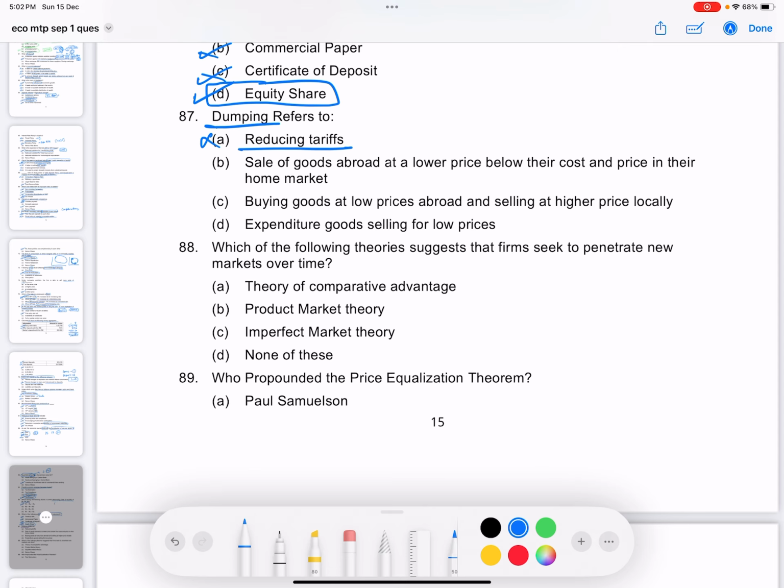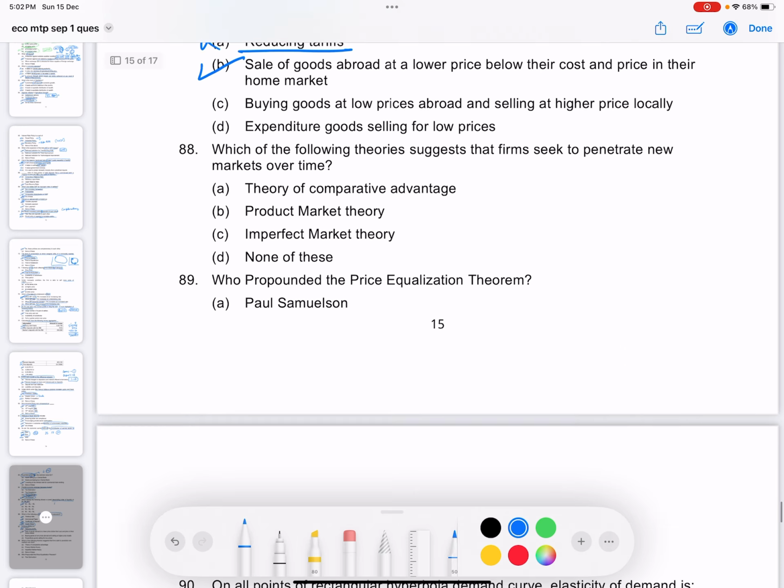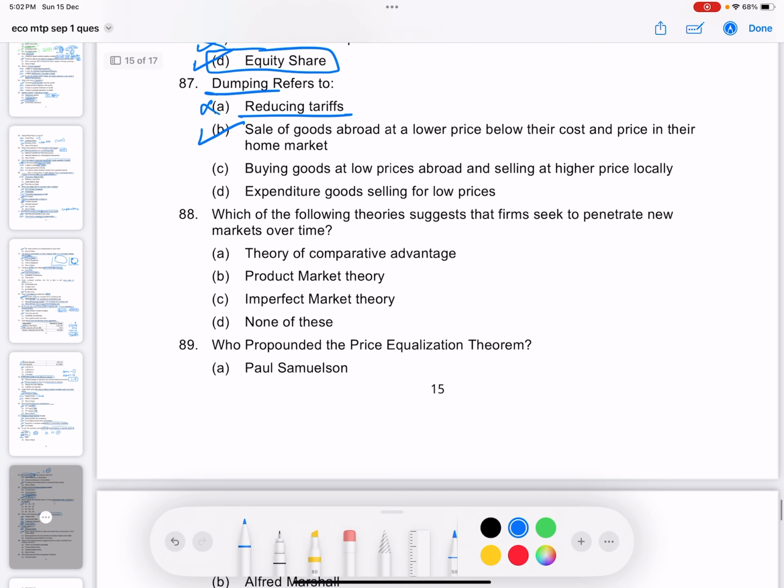डंपिंग रेफर्स टू, reducing tariff, nahi. Sale of goods abroad at a lower price below their cost and price in their home market. So if you know this, if you have heard about dumping, so it's very easy.